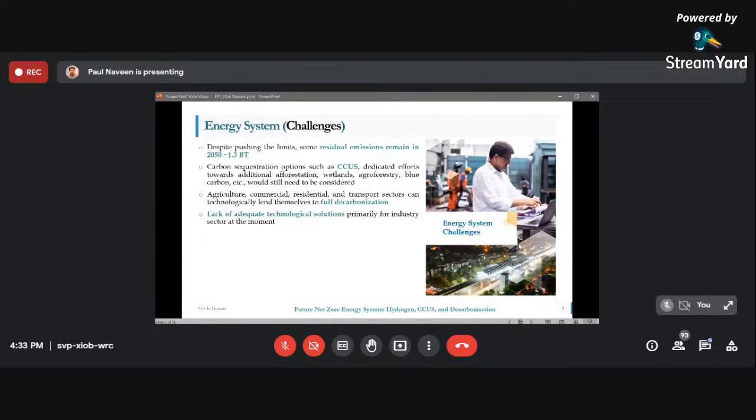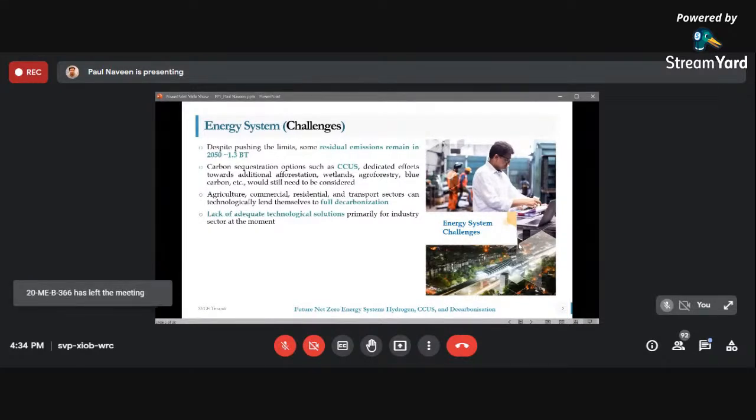I will be talking more about CCUS, that is carbon capture, utilization and storage. The sequestration is that which pressurizes and forces the captured carbon dioxide into the subsurface and will try to retain that carbon dioxide within that subsurface strata.